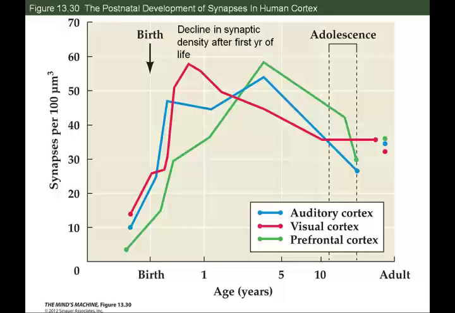Okay, the number of synapses in the auditory, visual, and prefrontal cortex from birth to age 10 to adulthood. Do you see the number of synapses? You see a peak at about 1 year old. Actually, there's 3 different peaks depending if you're looking at the auditory, the visual, and the prefrontal. But do you see how the visual one, the red one, peaks a little bit earlier? And then the auditory one has a more flatter peak.